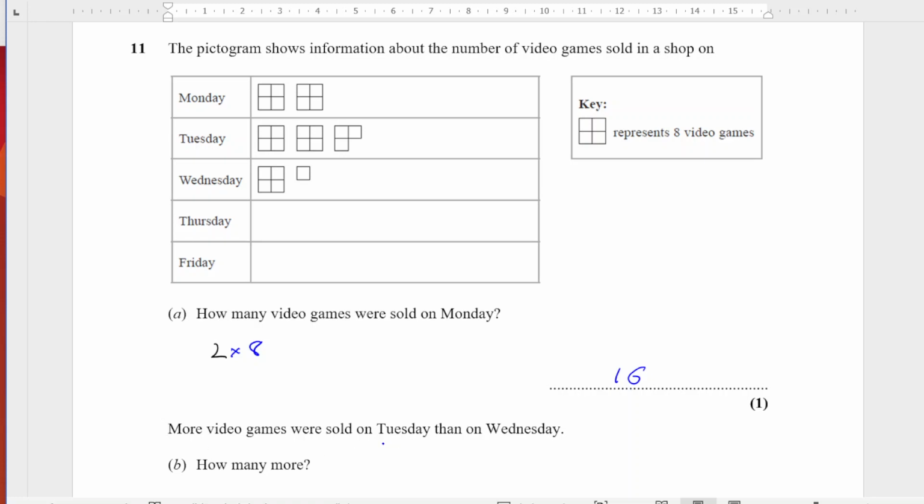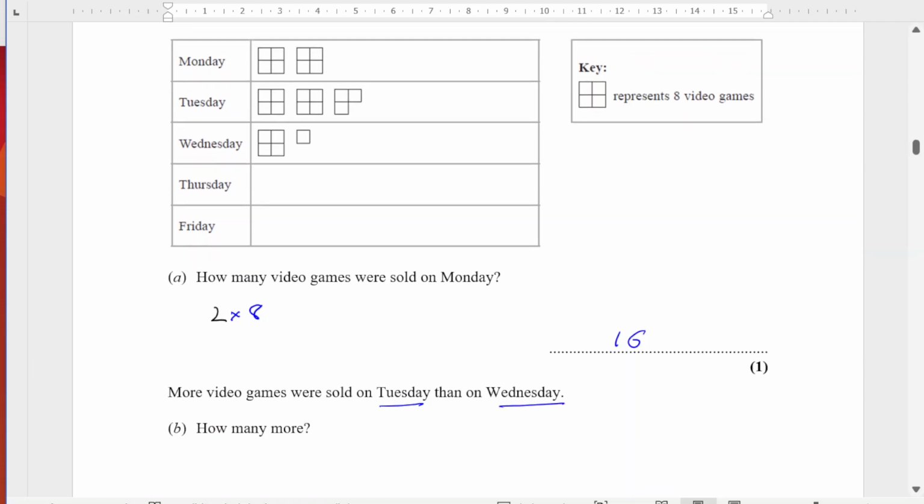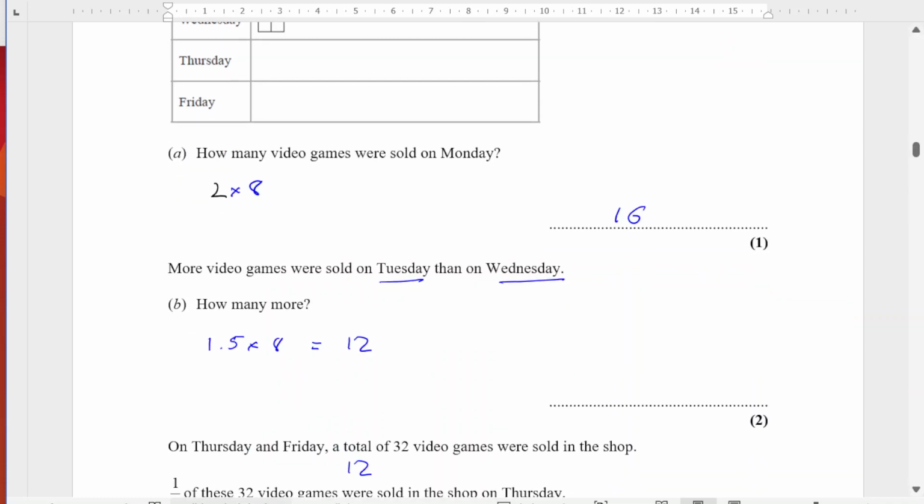More video games were sold on Tuesday than on Wednesday. How many more? So you could do the totals for each day and take them away from each other. Alternatively, you could look at how many blocks more there are. There's 1.5 more full squares, so it's going to be 1.5 times 8, which would give you 12. That's just a slightly quicker way of doing that.